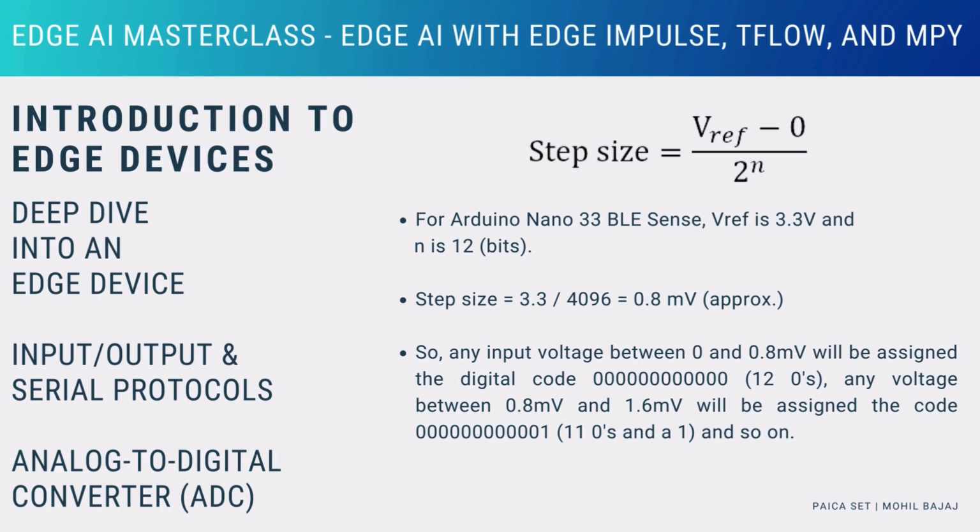Now, if we were to increase the number of bits, the n in the formula, so that the step size became 0.1 millivolts, then in that case, only values between 0.8 millivolts and 0.9 millivolts would have a unique code, and on converting back to a value, the error in judgment would be much lesser.